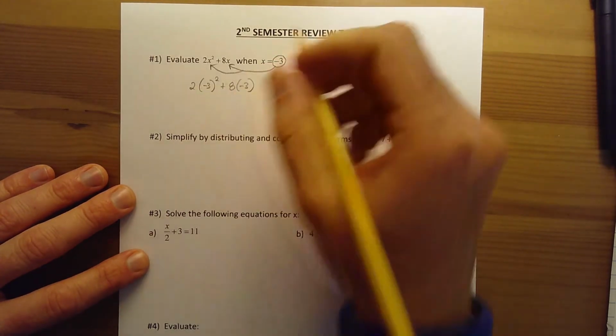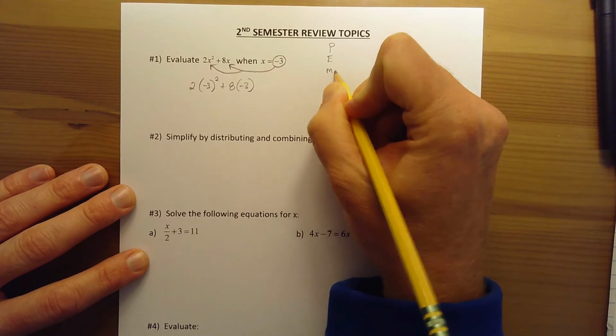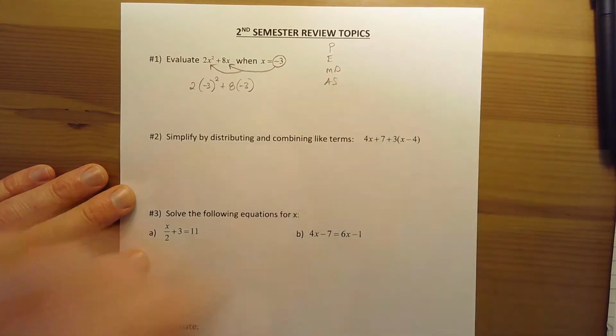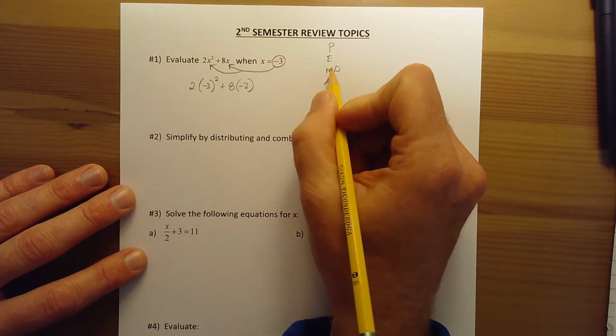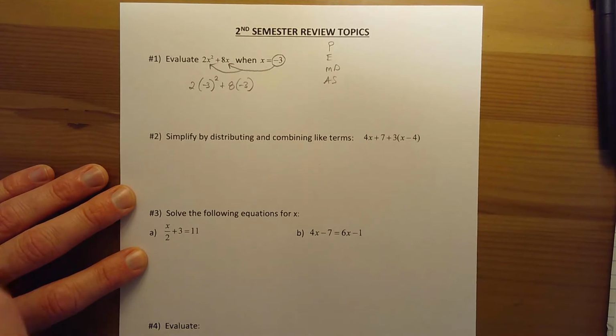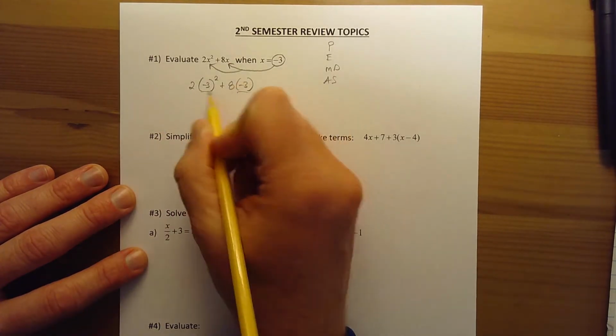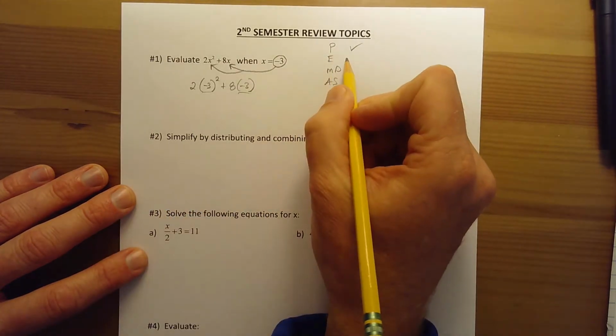Now, before I start evaluating there, I want to review the very important order of operations. So remember, that stands for parentheses, exponents, multiplying or dividing, whichever comes first, adding or subtracting, whichever comes first. So for this problem, we do have parentheses, but there's nothing to do with them. So that's already done. Then we look for exponents.